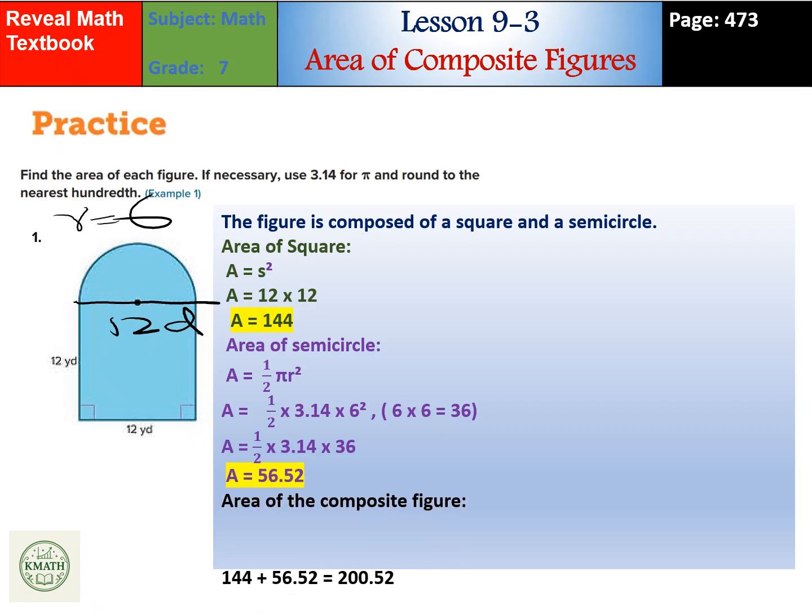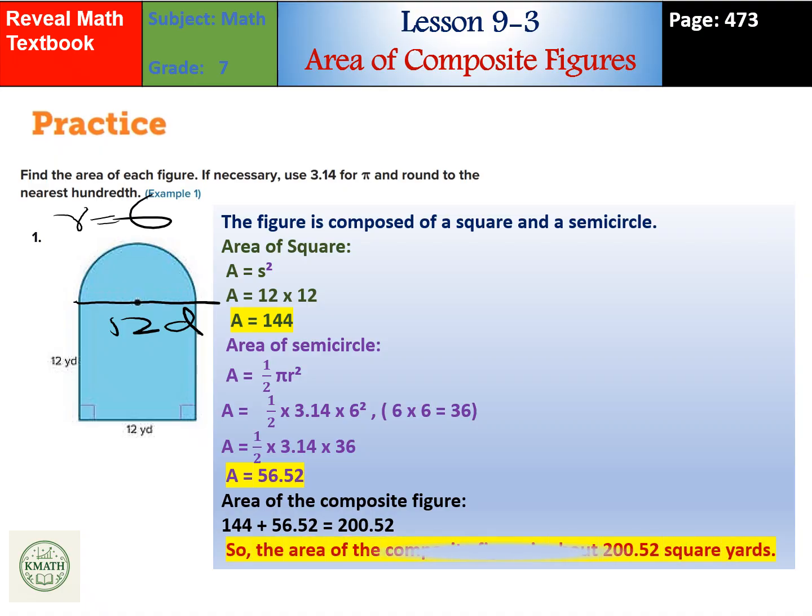Now you will add both areas to find the total area. So the total area is 200.52 square yards. Here also you can write the units, yards squared.